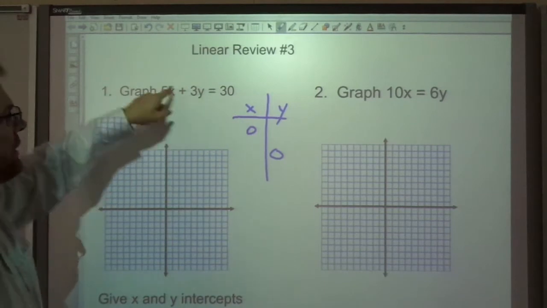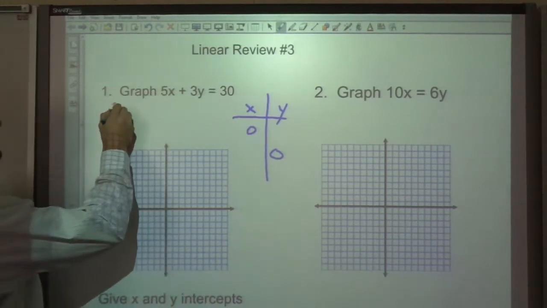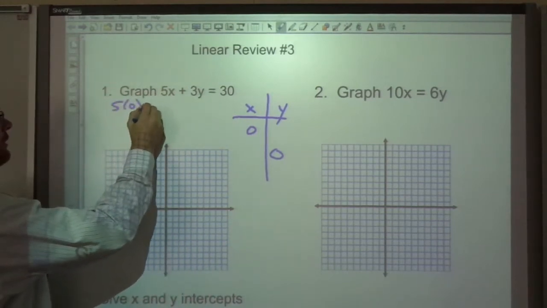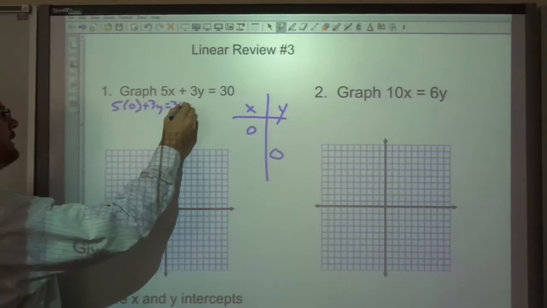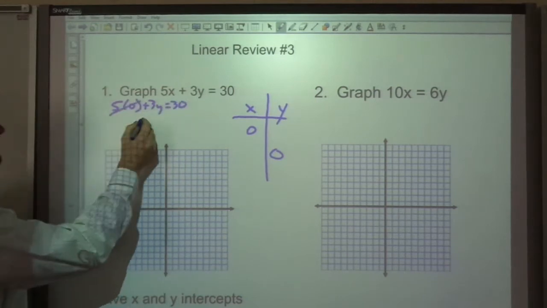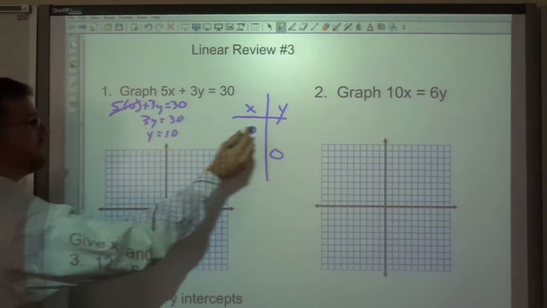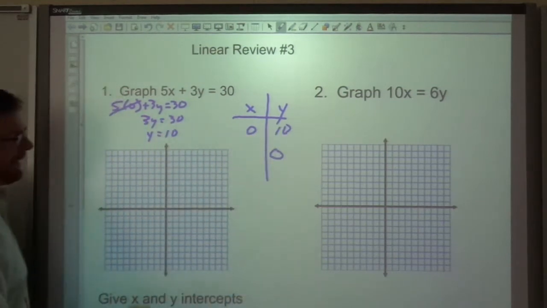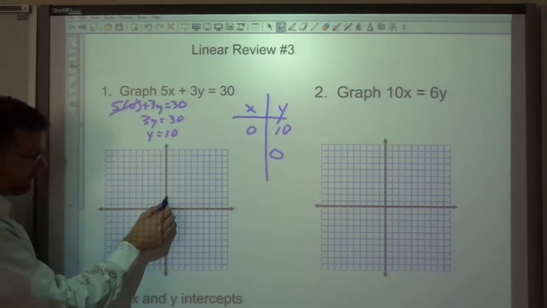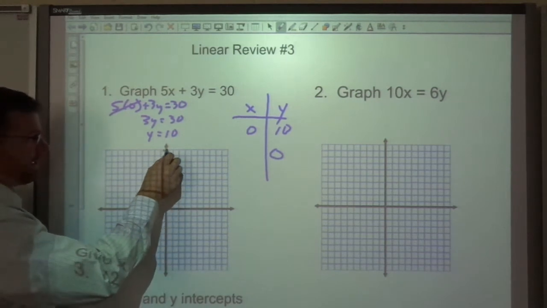So if I plug in 0 here for x, that'd be 5 times 0 plus 3y equals 30. This is just 0. So we have 3y equals 30, so y equals 10. So the point when x is 0, y is 1, 2, 3, 4, 5, 6, 7, 8, 9, 10.